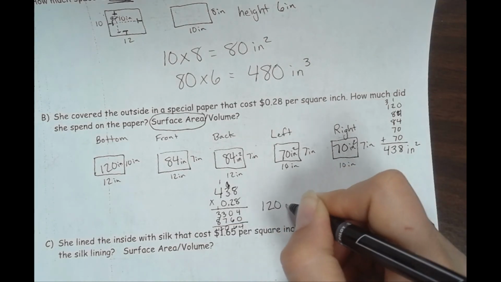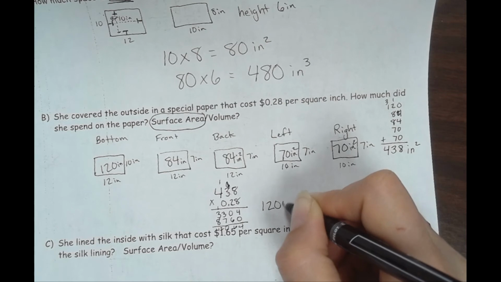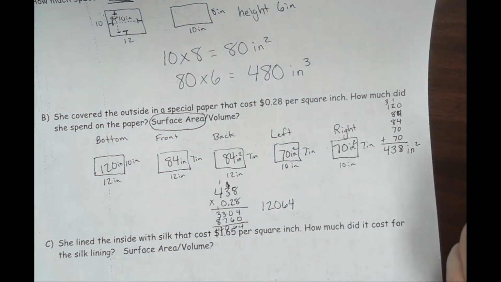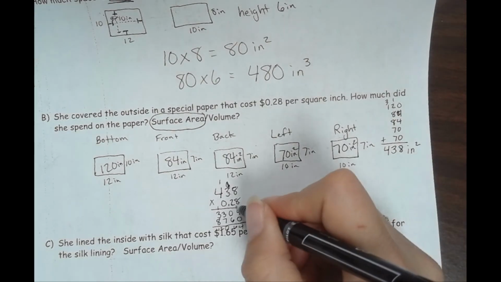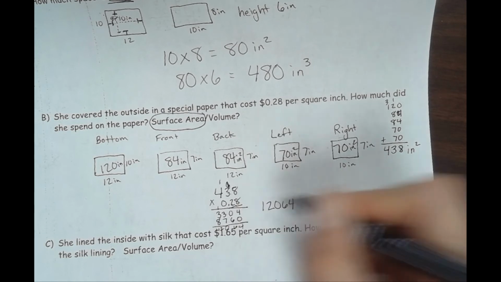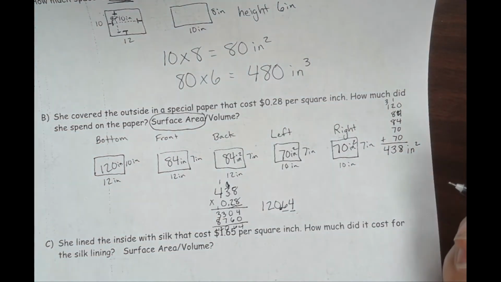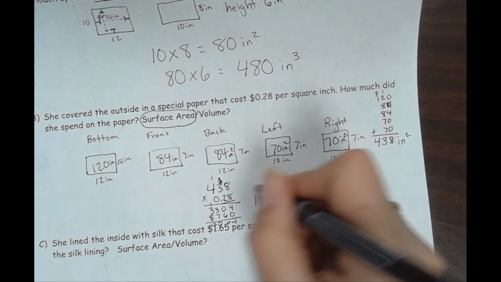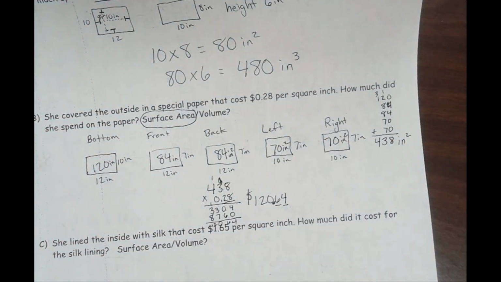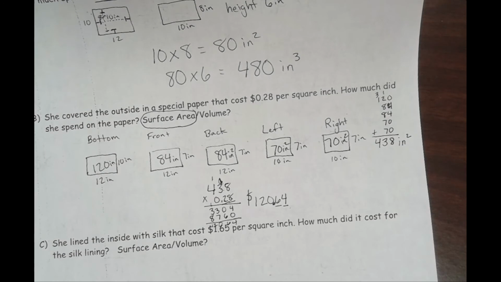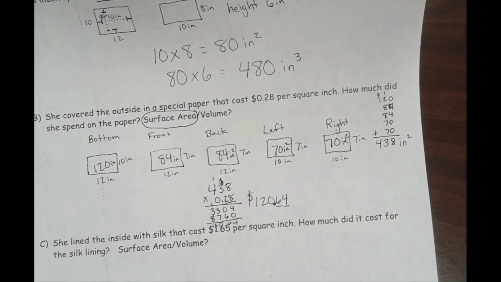So I get, just so you can see it, 1, 2, 0, 6, 4 when I add that all up. But I need to put 2 places behind the decimal. Oh my goodness, $120 on decorative paper. That's a little ridiculous in my mind. But it's going to cost her $120.64 to cover it in that special paper.